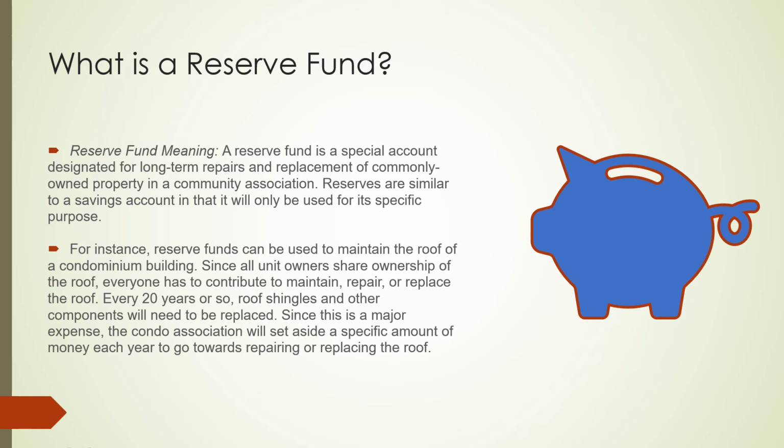Since all unit owners share ownership of the roof, everyone has to contribute to maintain, repair, or replace the roof. Every 20 years or so, roof shingles and other components will need to be replaced. Since this is a major expense, the condo association will set aside a specific amount of money each year to go towards repairing or replacing the roof.